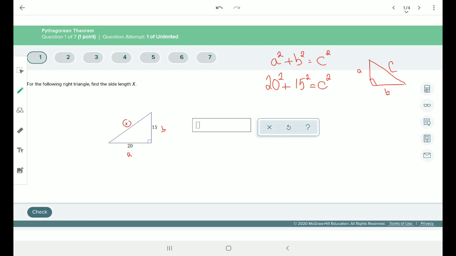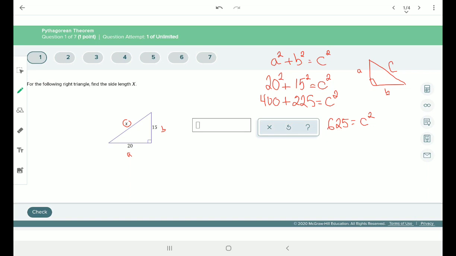So if I go through and multiply everything out, I know that 20 squared is 400. And then I have 15 squared, which I know is 225. And then c squared, I can't do anything with that yet, so let's leave it as c squared. So I have 400 plus 225, and that gives me 625, which equals c squared. And I have one last step because I'm not looking for c squared. I am looking for c.